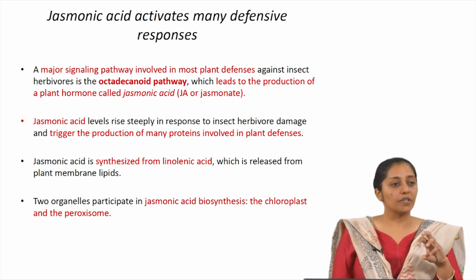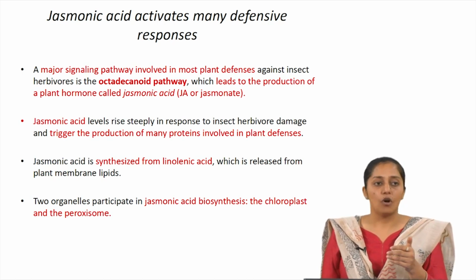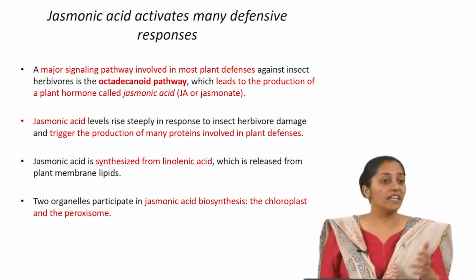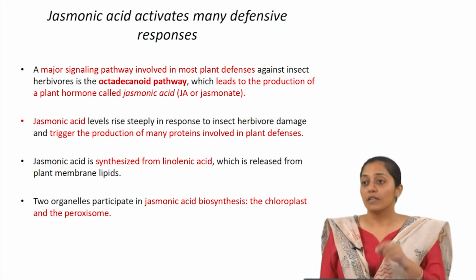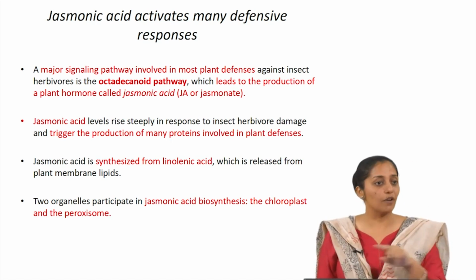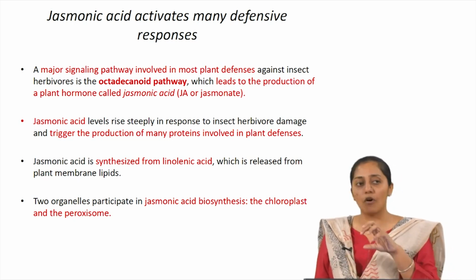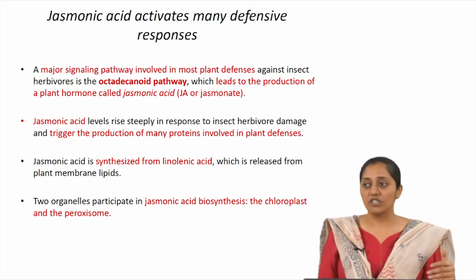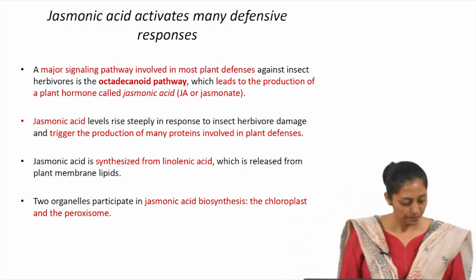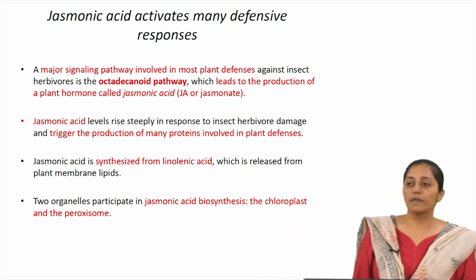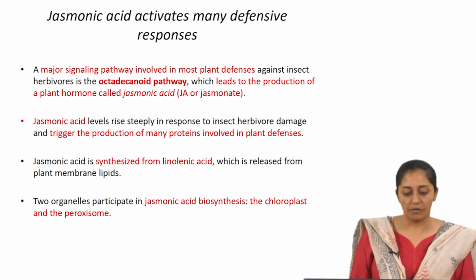So, either these proteins will directly be functioning as chitinases or hydrolytic enzymes or proteases, which may damage the pathogen, or they may induce the proteins in the biosynthetic pathway of the second line of defense, such that the production of much stronger and much specific secondary metabolites begins in the plants. So, two organelles which are involved in jasmonic acid formation, they are chloroplast and peroxisome, just for information.